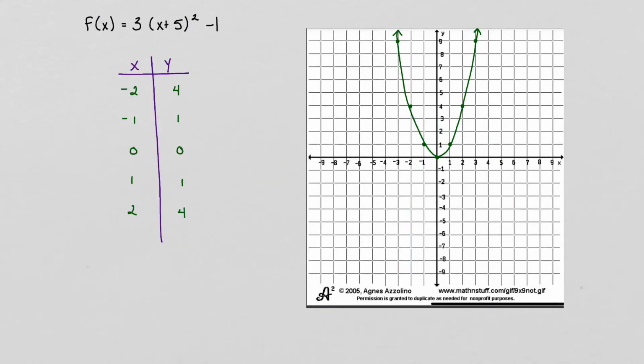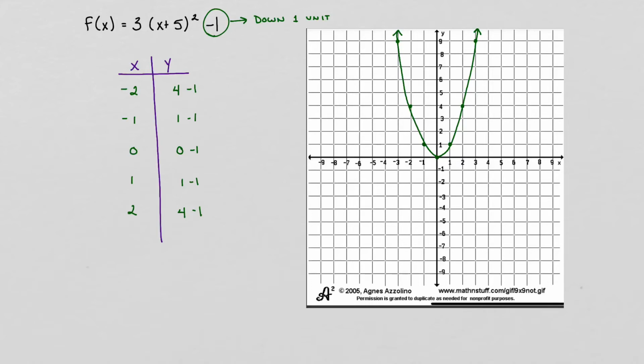Let's go ahead and take a look at another one. Again, I have my table referencing the points from my parent function. So let's go ahead and start outlining what each of these transformations means. A -1 on the outside means that we are going to go down 1 unit. So I'm going to come through here, and because it's on the outside, I know that it's going to impact my y values, so I'm going to subtract 1 from all of those y values.